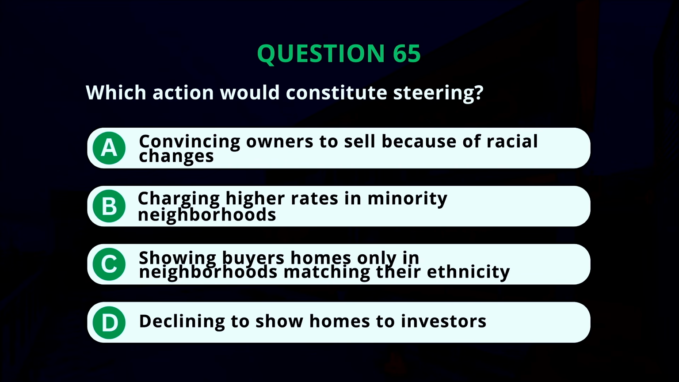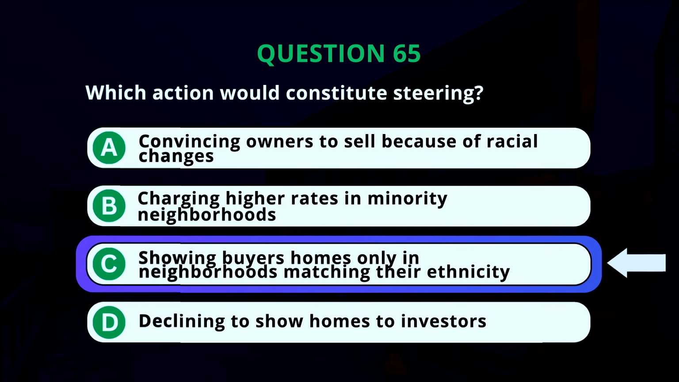Question 65. Which action would constitute steering? Letter A, convincing owners to sell because of racial changes. Letter B, charging higher rates in minority neighborhoods. Letter C, showing buyers homes only in neighborhoods matching their ethnicity. Letter D, declining to show homes to investors. And the answer? Letter C, showing buyers homes only in neighborhoods matching their ethnicity.